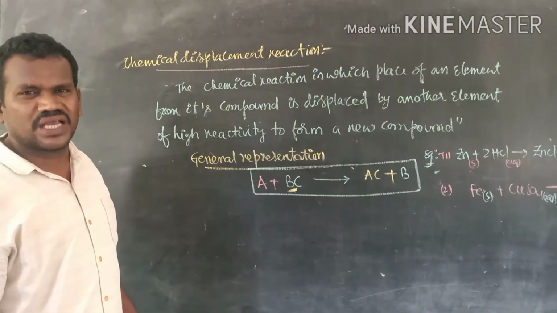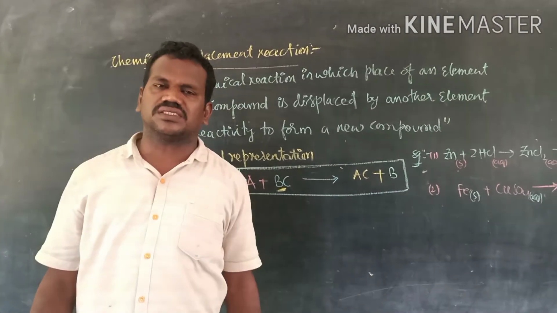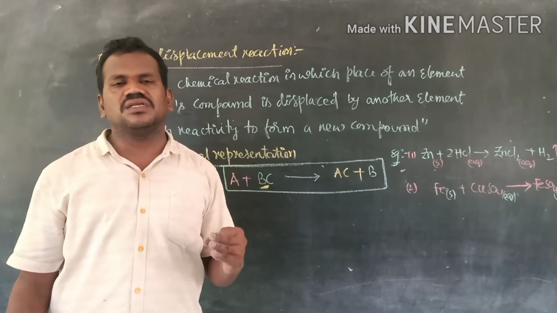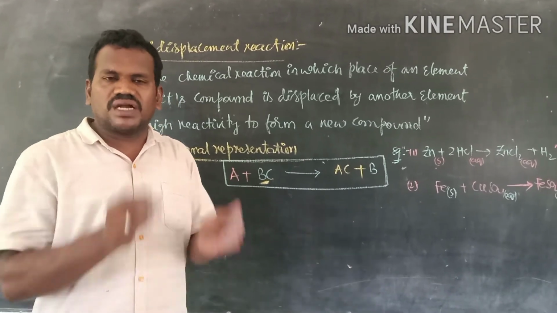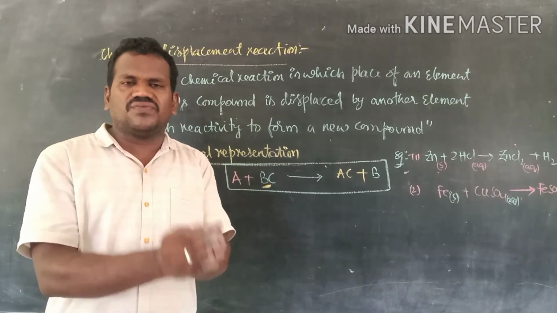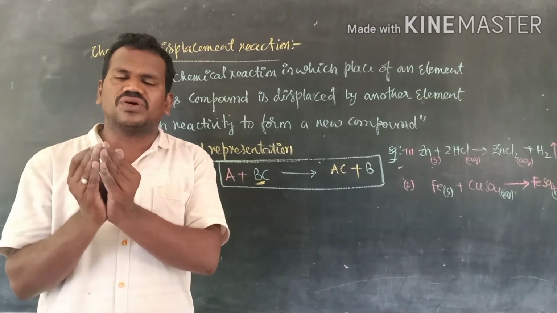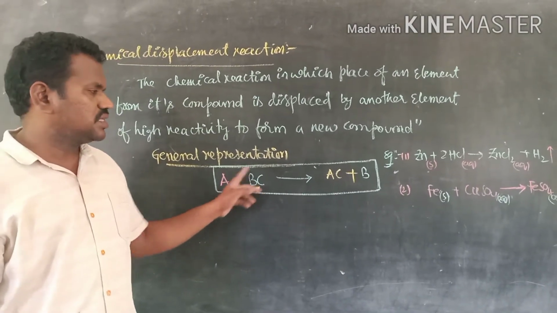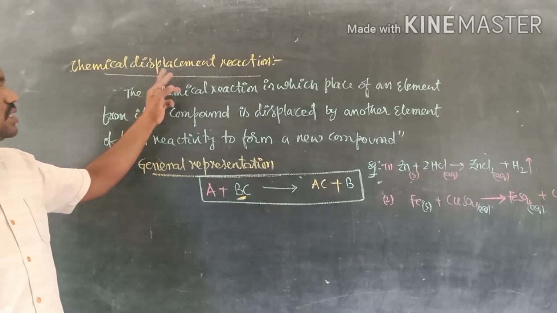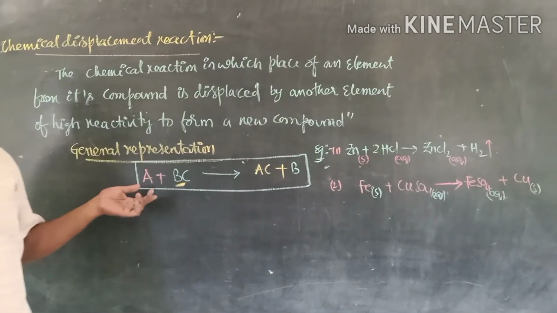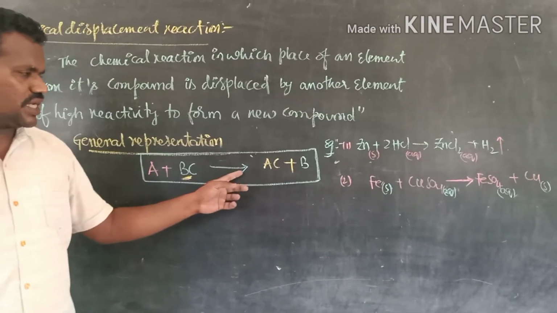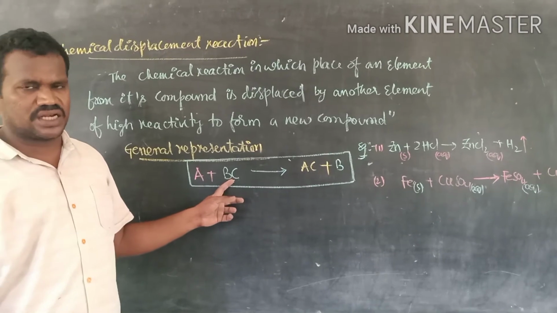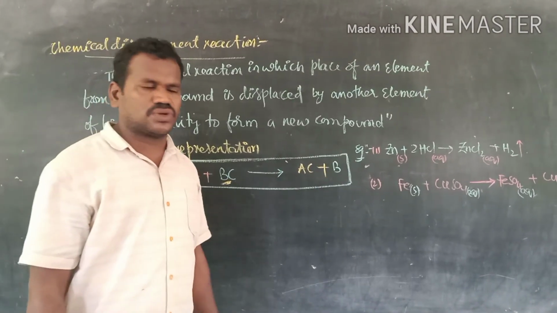As per the order of reactivity, the elements are classified into three categories: metals of high reactivity, metals of moderate reactivity, and metals of low reactivity. Metals of high reactivity will displace the metals of low reactivity. So this element A should be a highly reactive element that displaces the other element. Such reactions are called displacement reactions. The general equation is A plus BC gives AC plus B, where A and BC are the reactants, and AC and B are the products.